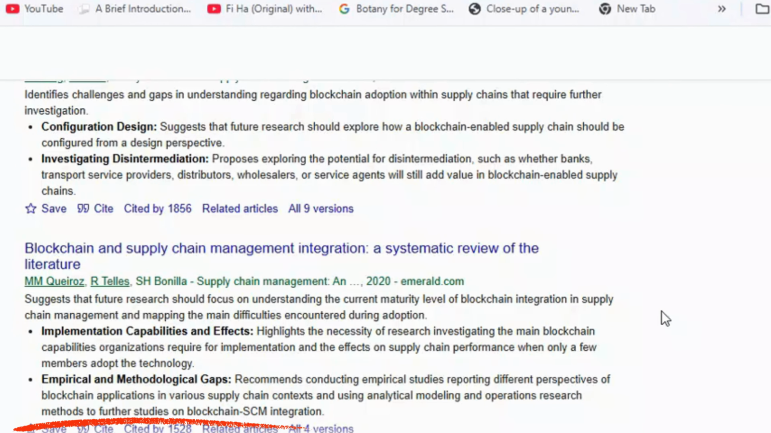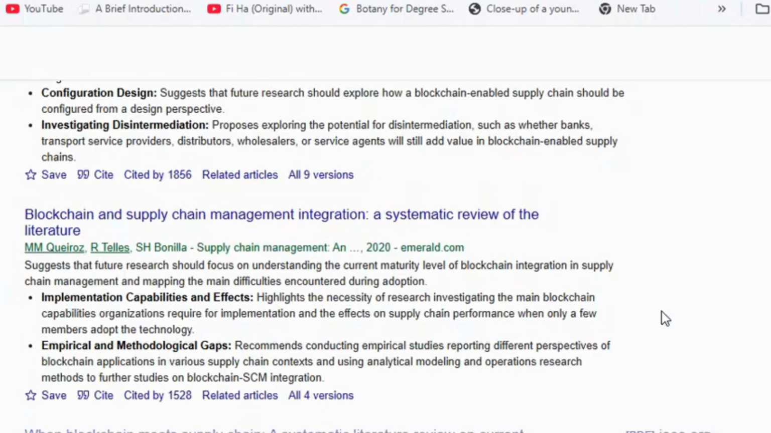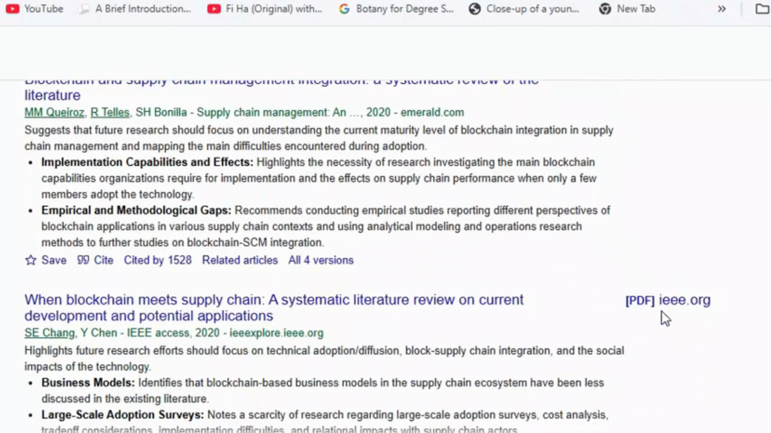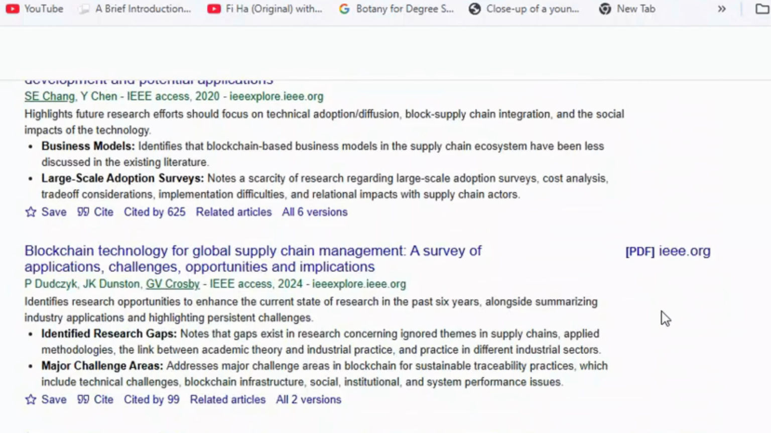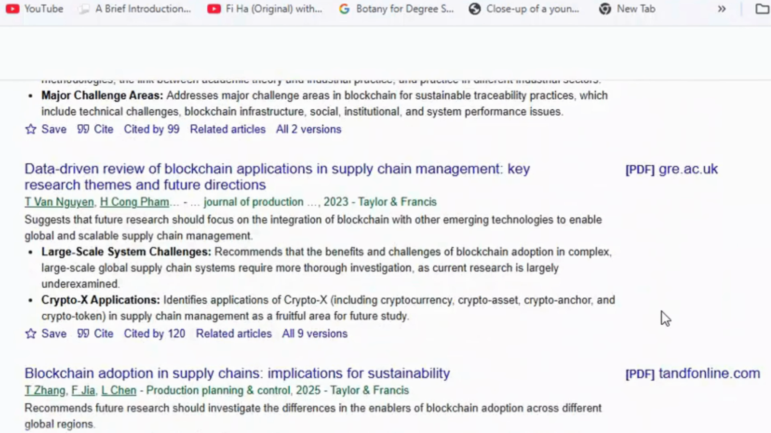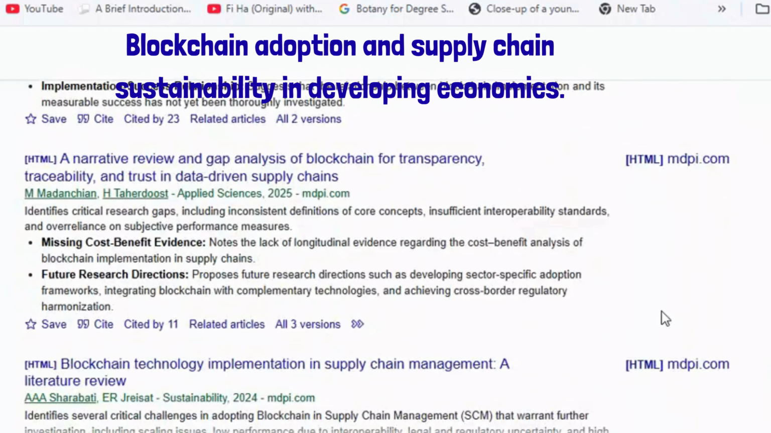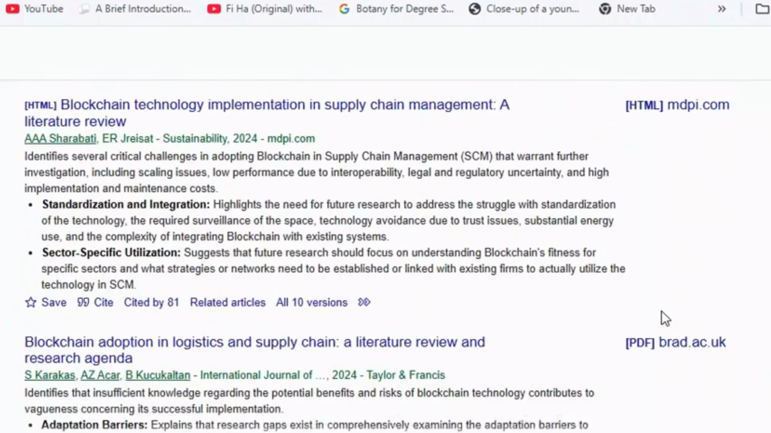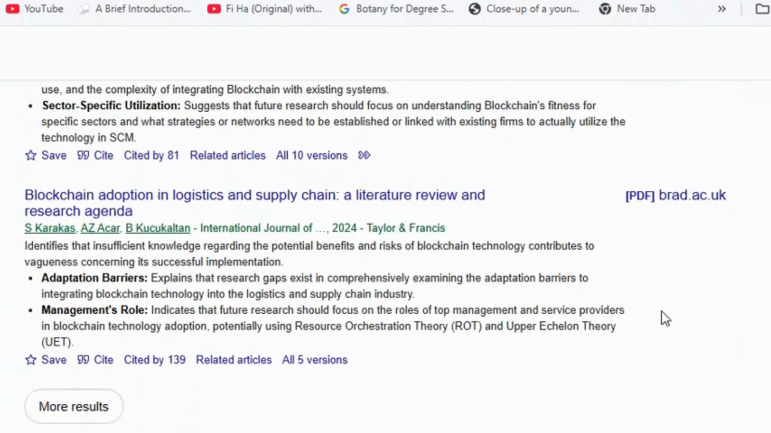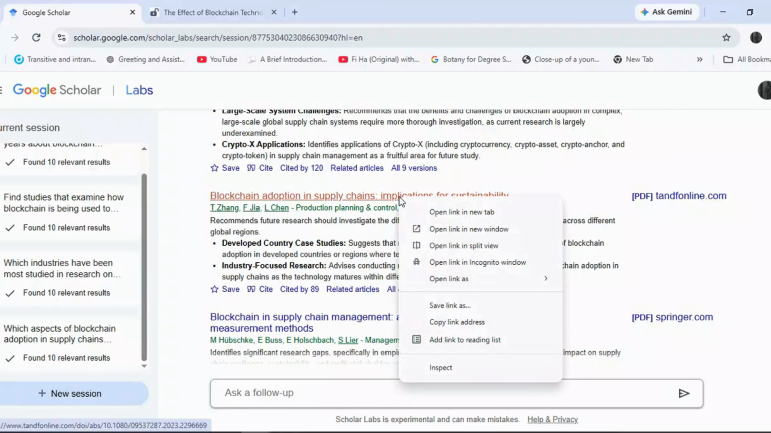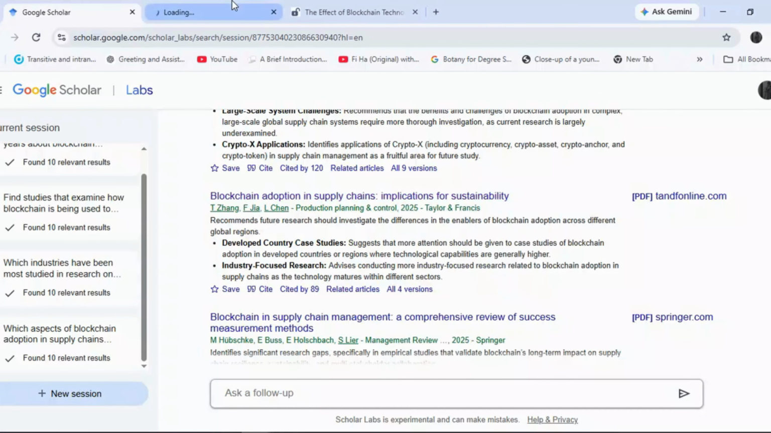These findings can help narrow down a research topic in another way. For example, I could move from the broad topic blockchain in supply chains to a more specific topic such as blockchain adoption and supply chain sustainability in developing economies. The important point is that I would not simply take a research gap identified by AI and assume that it is automatically a valid gap.